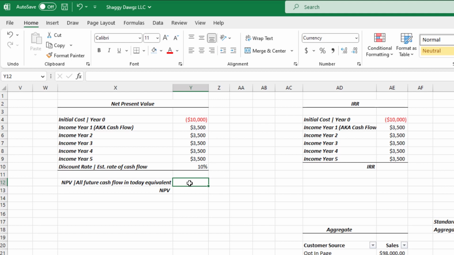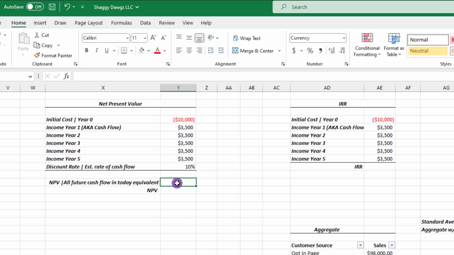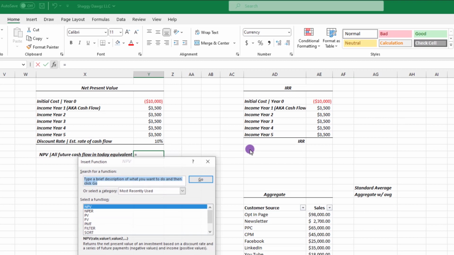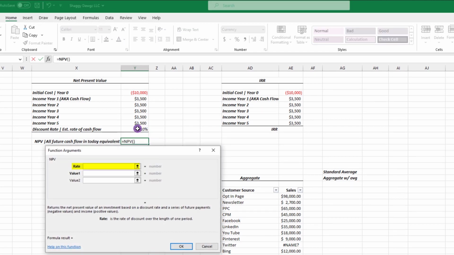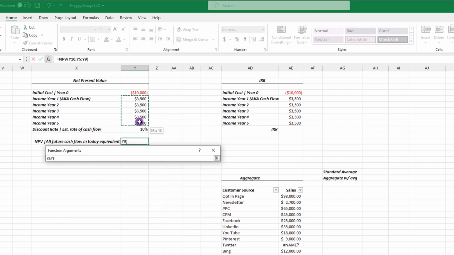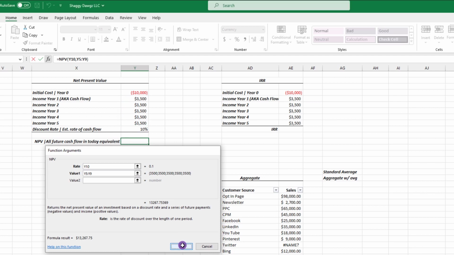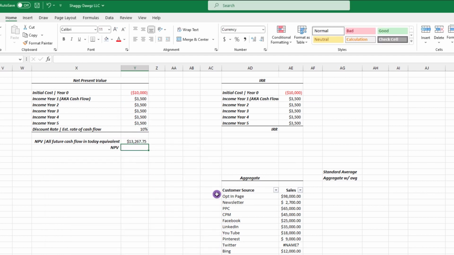Let's get this done. So to calculate the NPV, let's go up and click the FX icon. Do a search for NPV. Where it says rate, we'll click on our discount rate. And where it says value 1, we'll select our estimated cash flows for those years. Click OK. And it looks like we get a result of roughly $13,000. So what Excel is telling us, based off all the numbers that we provided, is that the investment is worth $13,000 in today's money.